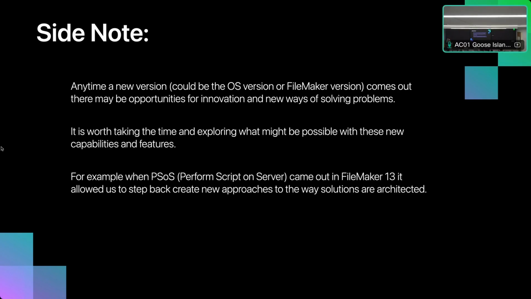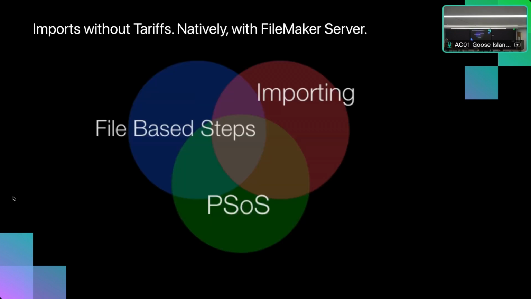For example, PSOS, when it came out in FileMaker 13, allowed us to step back and take new approaches to solutions that we architect. So for example, what we did at one point is oftentimes we had solutions that would run and process Excel. People would send us an Excel file, we would import that data. If you do that over a WAN, it can be very slow. So what we did is we said, okay, well, we can import the Excel, we can move the file to the server, use the file-based script steps to write the Excel file out to a directory that we can read back in. And now with PSOS, you can just do that all on a server.